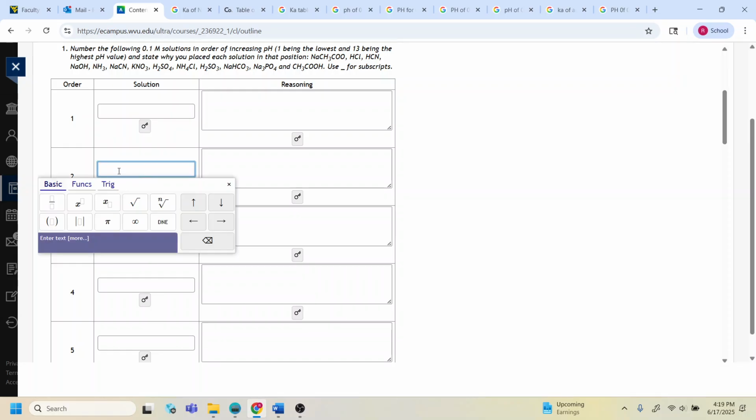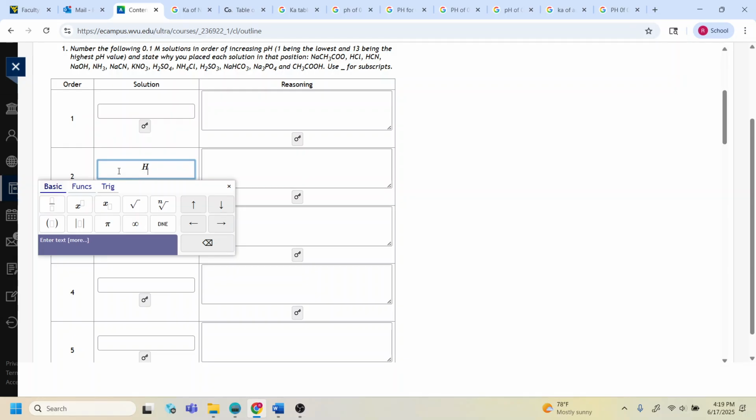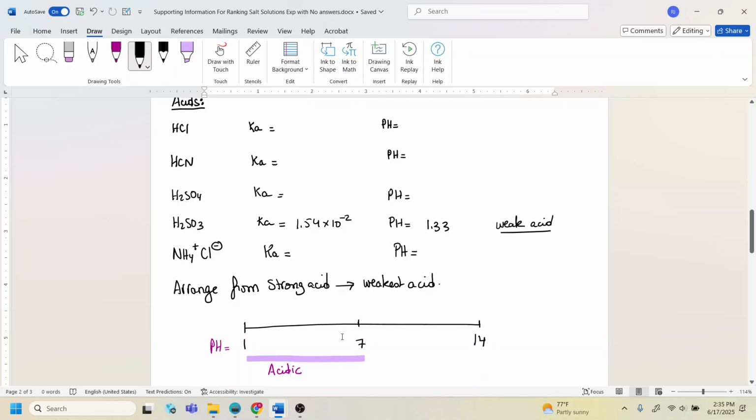Now, to write down the acid, if there is a number in it, like H2SO4, then you write the letter, and then you do an underscore, and then you do the 2, and then you go ahead and put your cursor up there, and you write the actual letter. This is an SO, and then an underscore, and then a 4. Okay, that is for the acidic solutions.